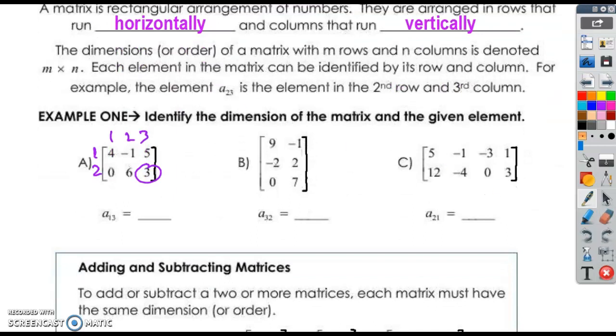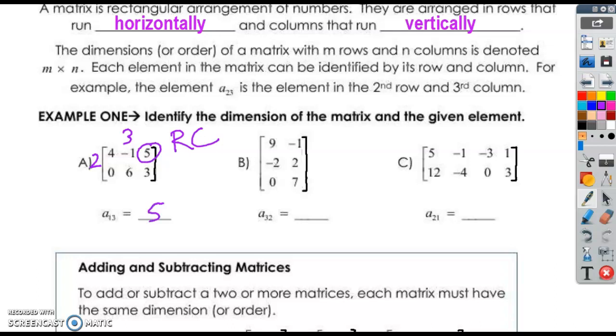So the first one is a 2 by 3, and we always do rows first and columns second. When I used to teach this in middle school, it's a long time ago, RC Cola was really popular, so we reminded them that it was RC Cola. Rows first, columns second. So 2 by 3, and we have to identify the element at A13, so that's first row, third column, so that's going to be 5.